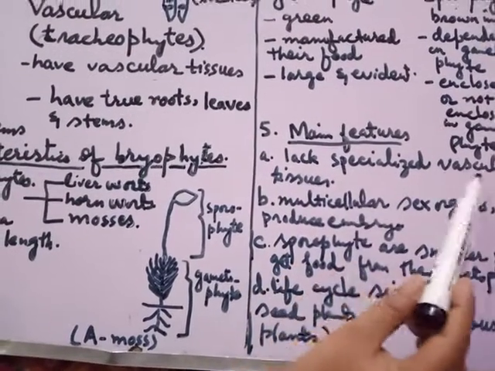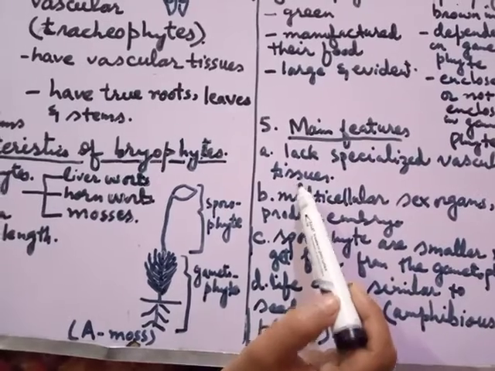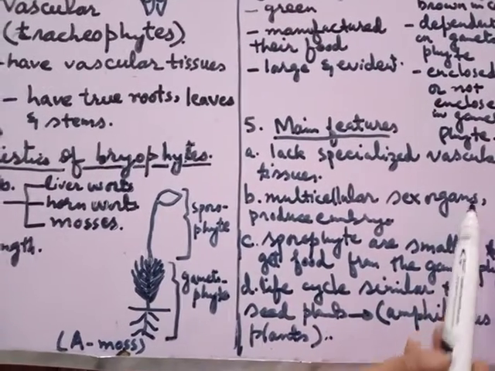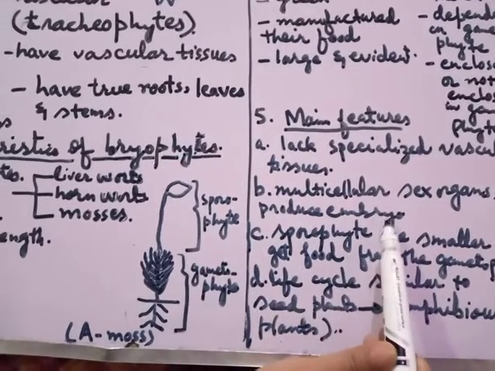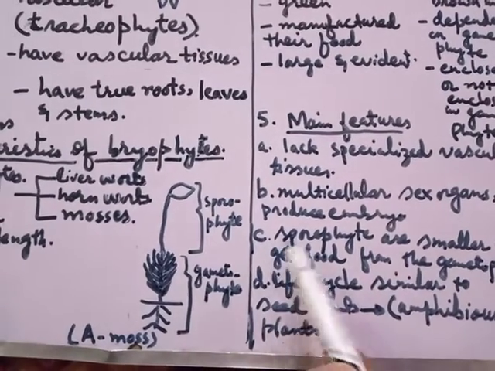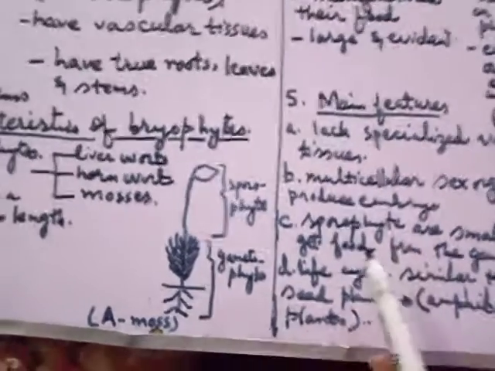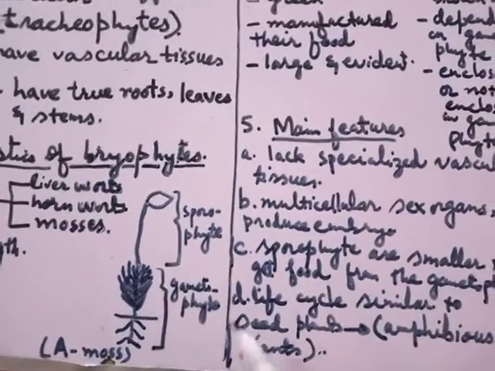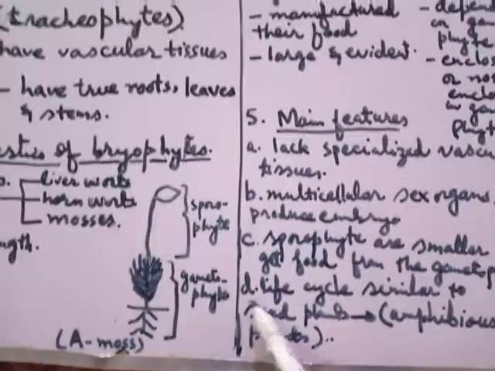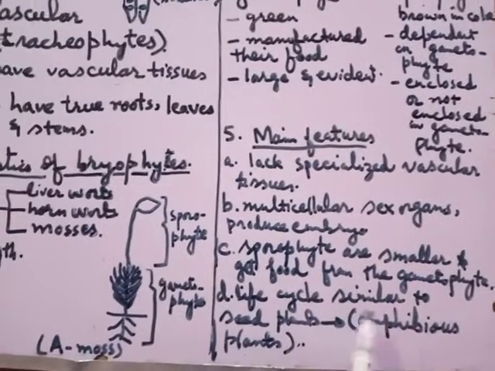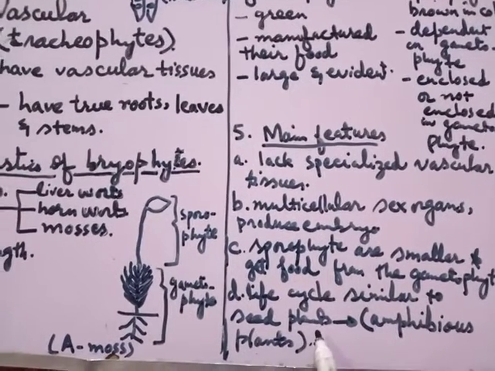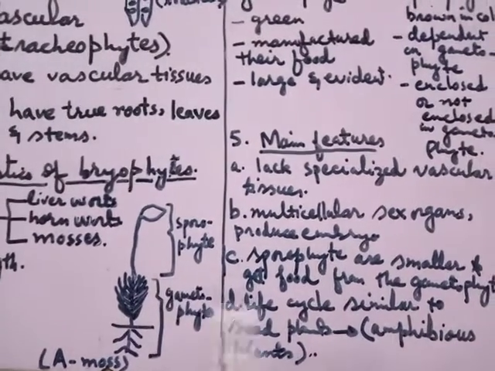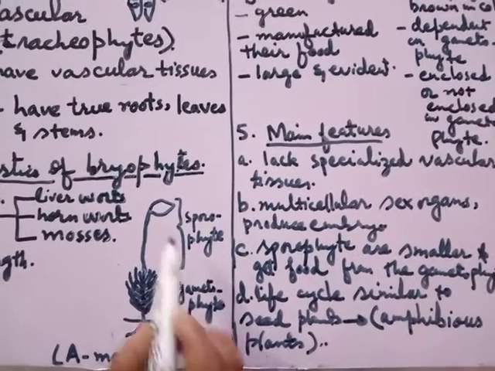Bryophytes lack specialized vascular tissues as I told you earlier, and they have multicellular sex organs, and they can produce what? Embryo. Sporophytes are smaller and get food from the gametophyte. And next is their life cycle. Their life cycle is similar to that of seed plants, because they also have what? Two generations, gametophyte and sporophyte.